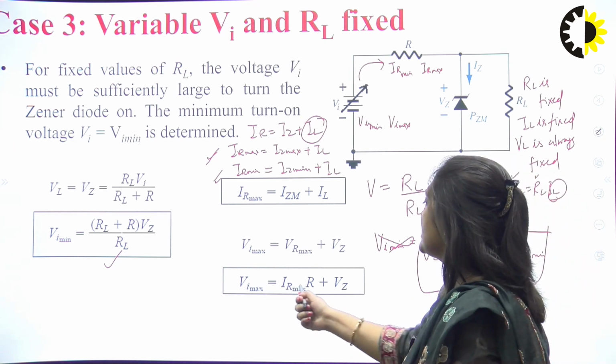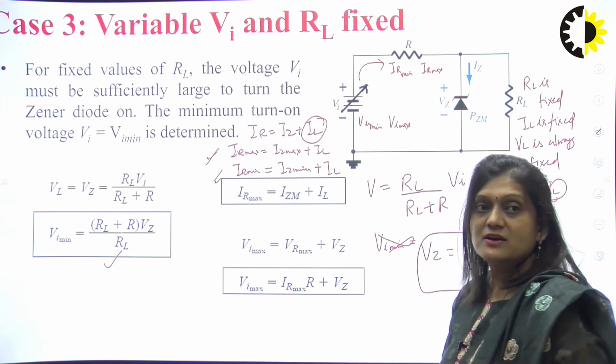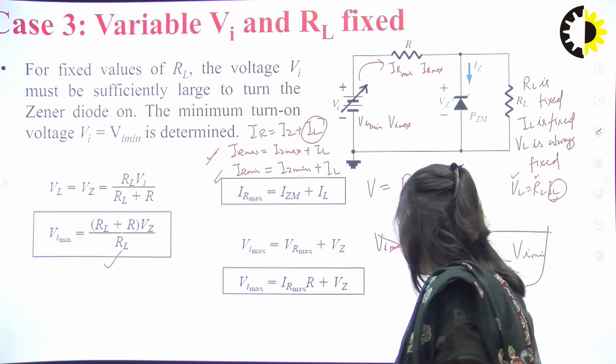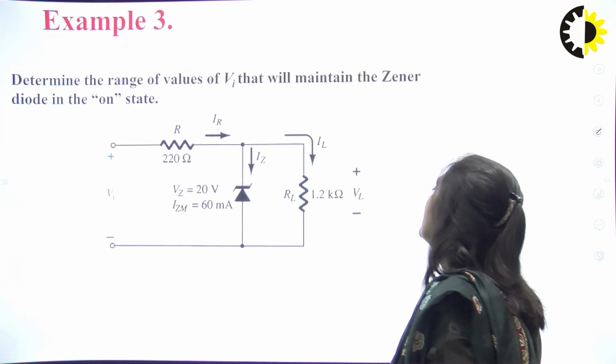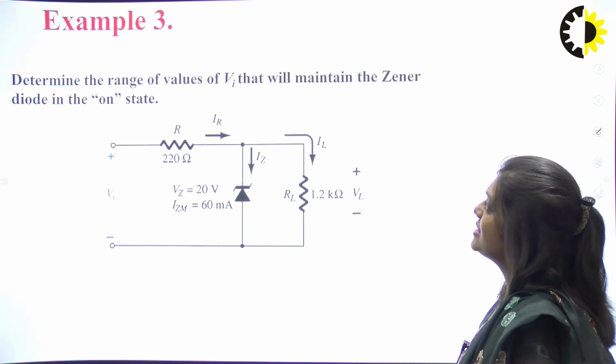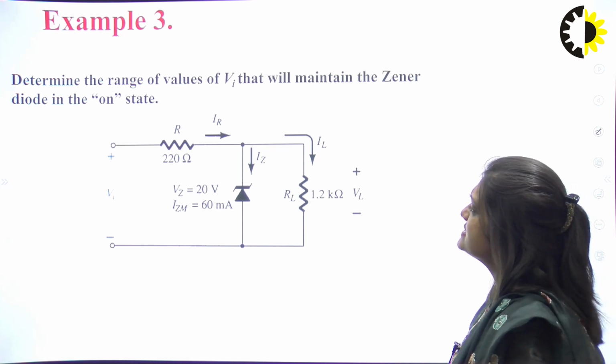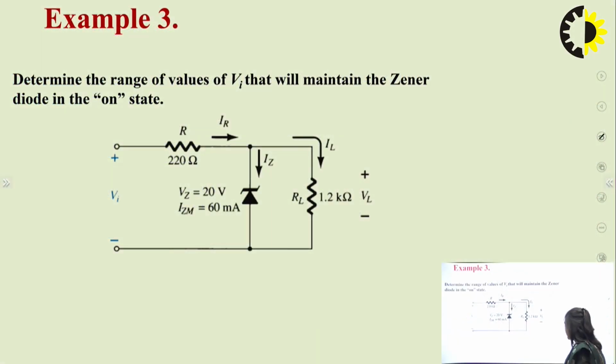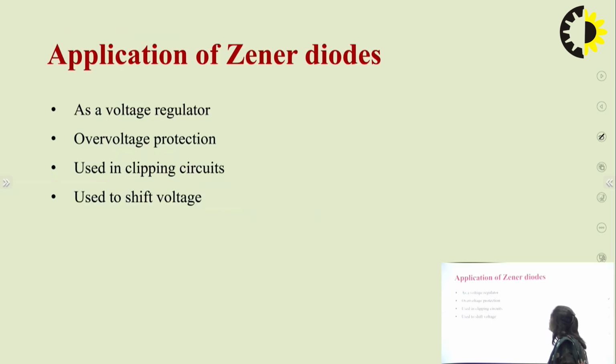Here we can see VI max would be equal to VR max plus VZ. So this formula can be used for calculating the maximum voltage of VI, and this numerical can be solved like in the previous cases. We can use the formulas that we have discussed in the last slide.